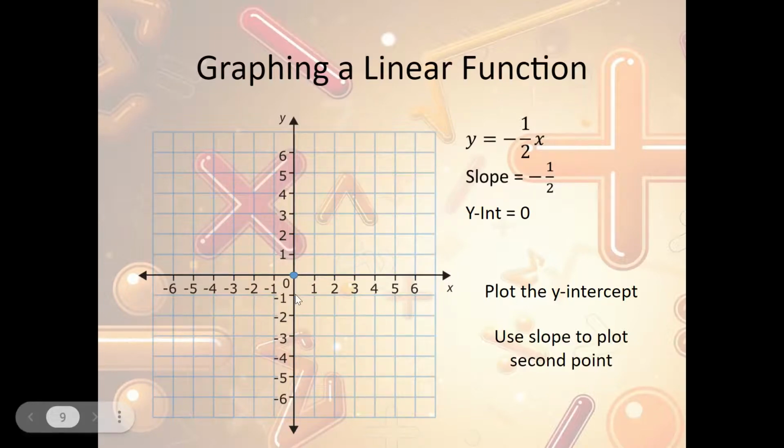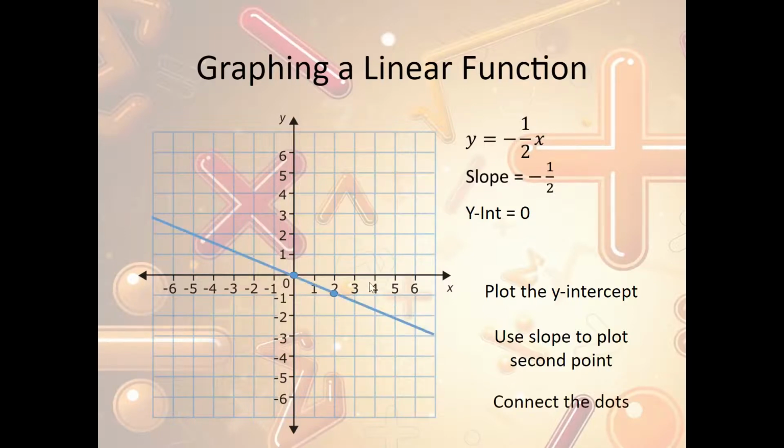And my change in x is 2, so I'm going to go to the right, 1, 2, and plot my point. So now I have my first 2 points. The next step is just to connect the dots and draw a line between them. So I'm going to connect the dots, and now I have a linear function that is graphed that goes through 0 and has a slope of -1/2.